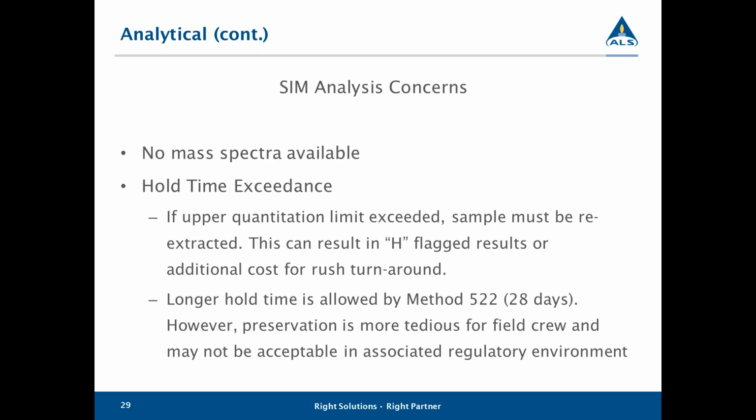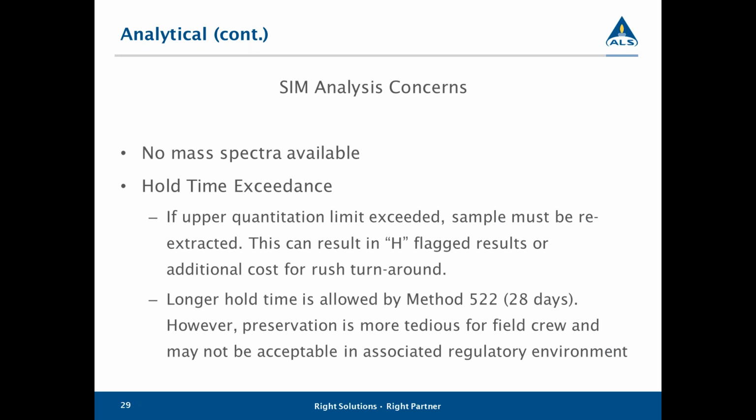Some concerns with the SIM analysis. You don't get any mass spectra, true mass spectra anyway. You're only monitoring individual ions, so you don't have an absolute 100% confirmation of what's there. It's pretty reliable, but there is a potential for misidentification. For the micro extraction, the way that's done, there is a potential for a hold time exceedance, particularly if the samples have been held onto in the field at all. If the upper quantitation limit is exceeded, the sample must be re-extracted. That can result in out-of-hold data and requirement of an H flag, or if you held onto it, we might need to charge rush cost to get that turned around and extracted quicker.